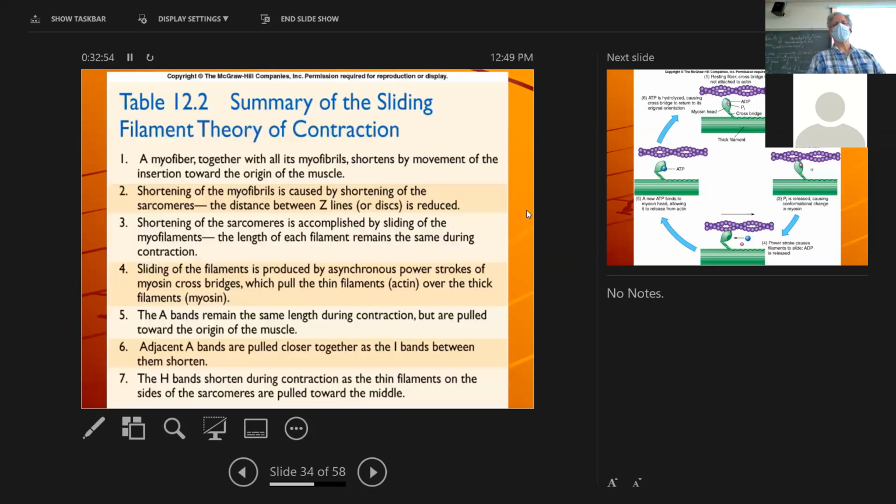Okay. Now let's look at the sliding filament theory of contraction. The myosin comes in two parts. There's a head and a tail.